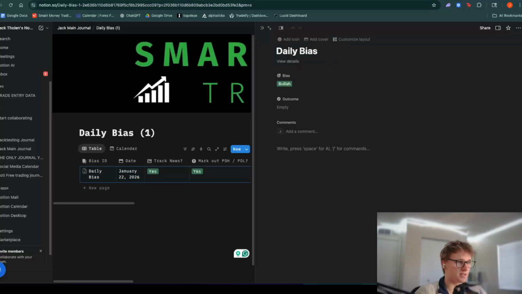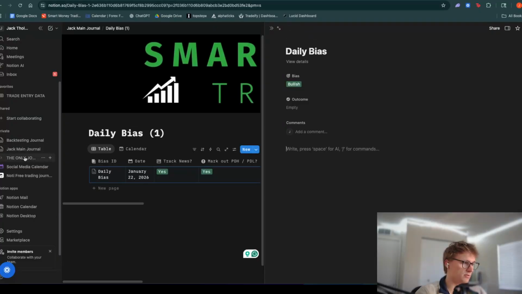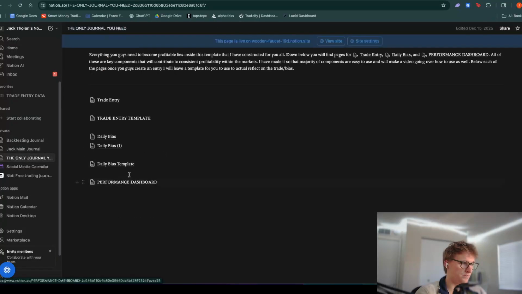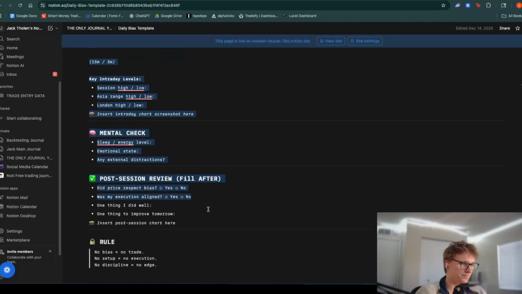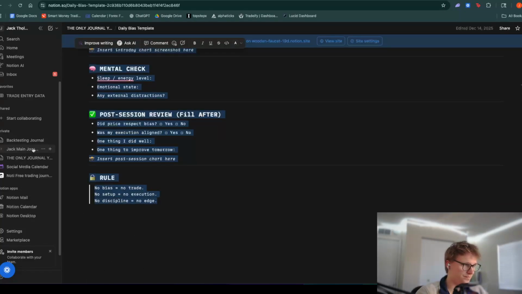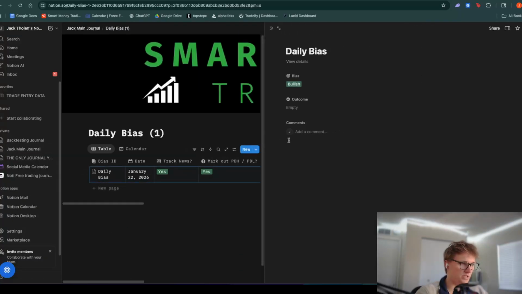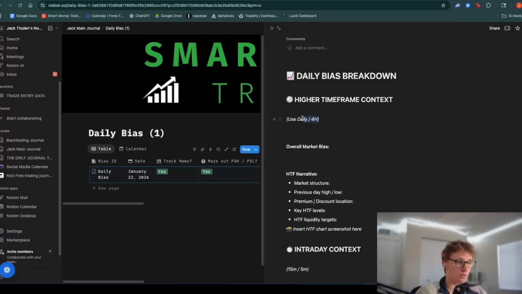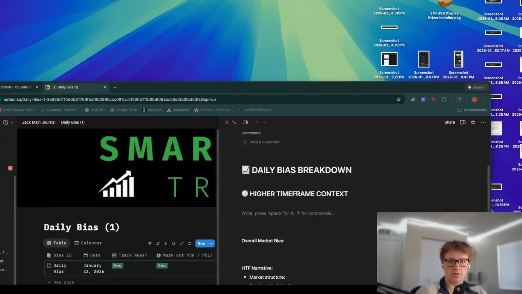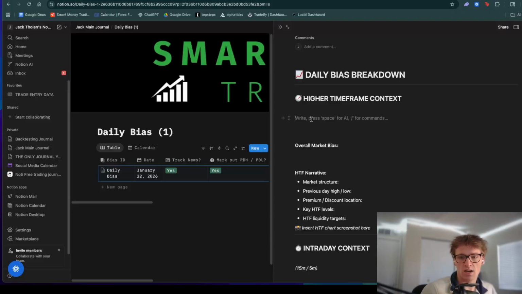And then as far as the template, I have a template in here that you guys can copy as well. So what we can do for that is go to here, daily bias template. Now you go in here and you fill this out. So this is what we will do. I'm actually going to pull my chart up on the other screen so that I can see it. But higher time frame context.